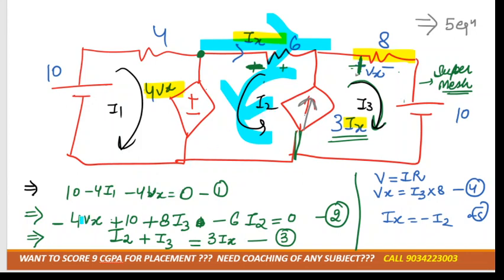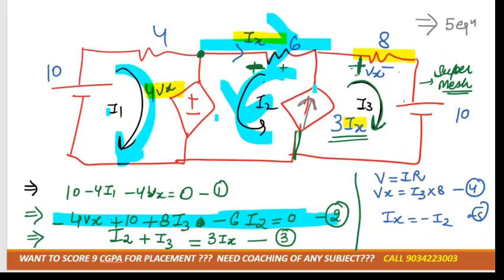For the mesh, we have to make the equation considering our own current direction, not theirs. I considered our current direction, positive to negative, according to I2 only. So just note down this point: whenever we calculate the mesh equation, we have to consider the current direction which we have assumed, not what they have mentioned. Clear what I want to say?